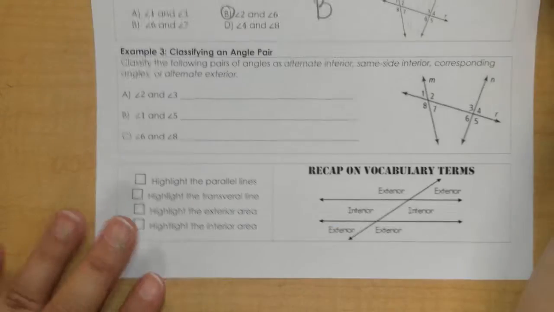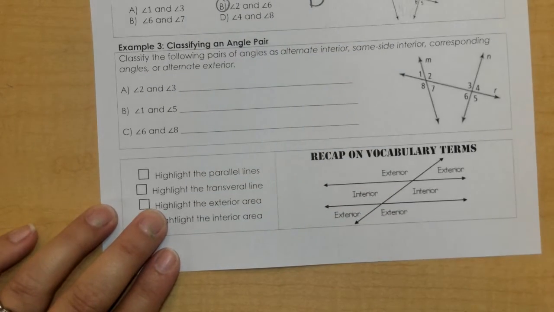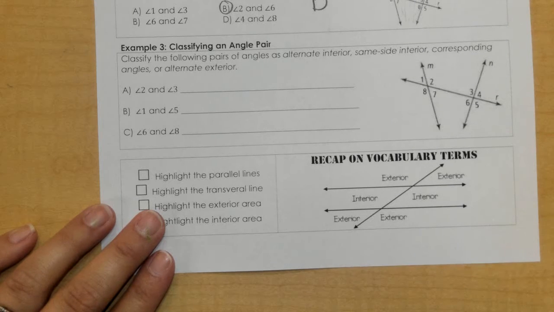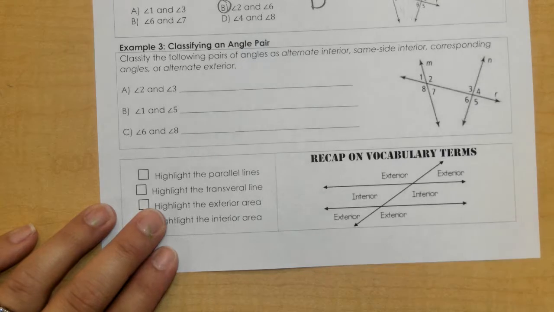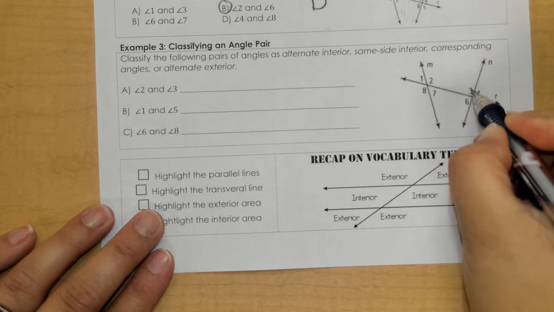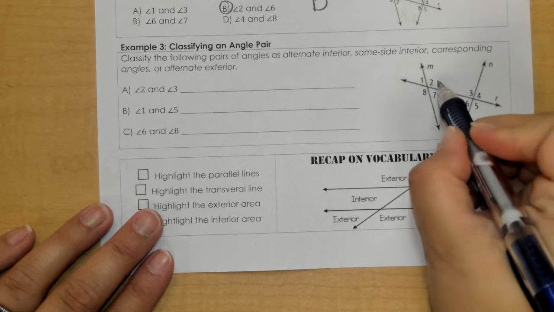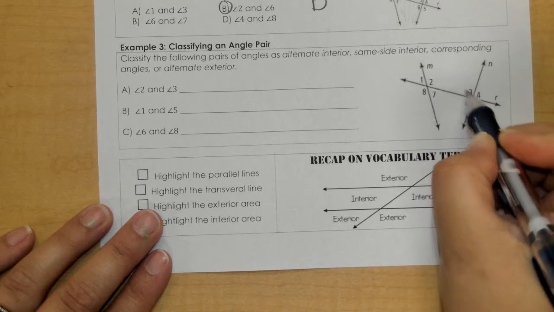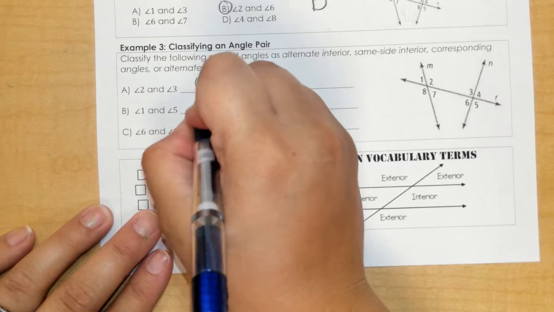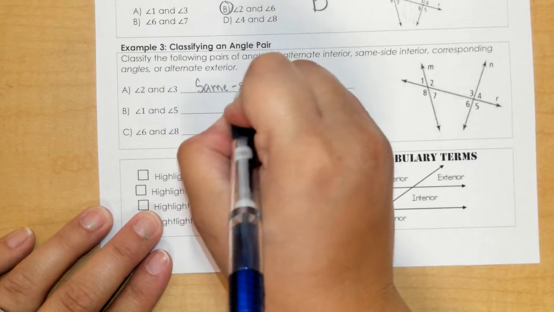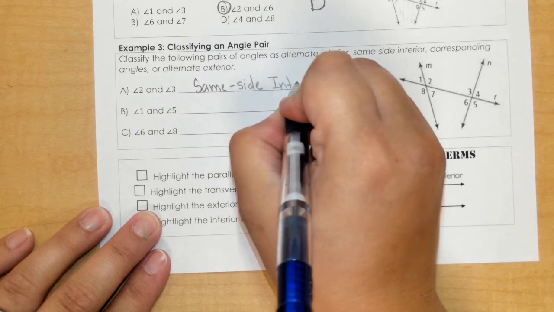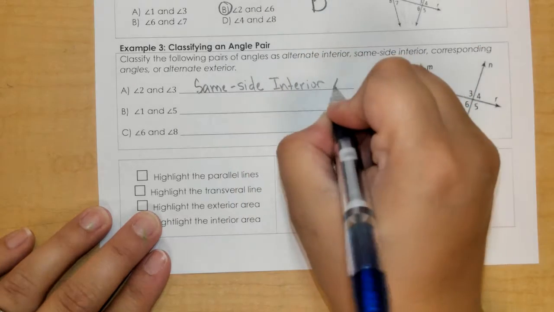In example 3, it says that we have to classify the following pairs of angles as alternate interior, same side interior, corresponding, or alternate exterior. So 2 and 3. All right, so they're on the interior, in the inside of M and N. They're on the same side. So these would be same side interior angles.